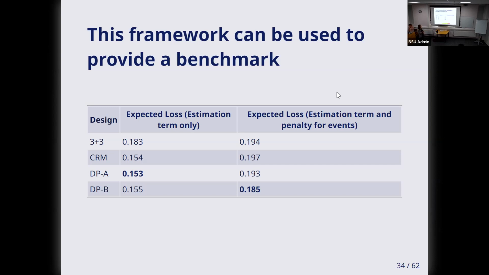Another thing to note here is this 0.155. This is where we've run the dynamic programming with the objective function that has the two terms. So it just shows that if you've got multiple terms in your objective function, then there's a bit of a trade-off. We're not doing quite as well with respect to the aim of just estimating the maximum tolerated dose, but we're not losing that much. That's the slight trade-off introduced.